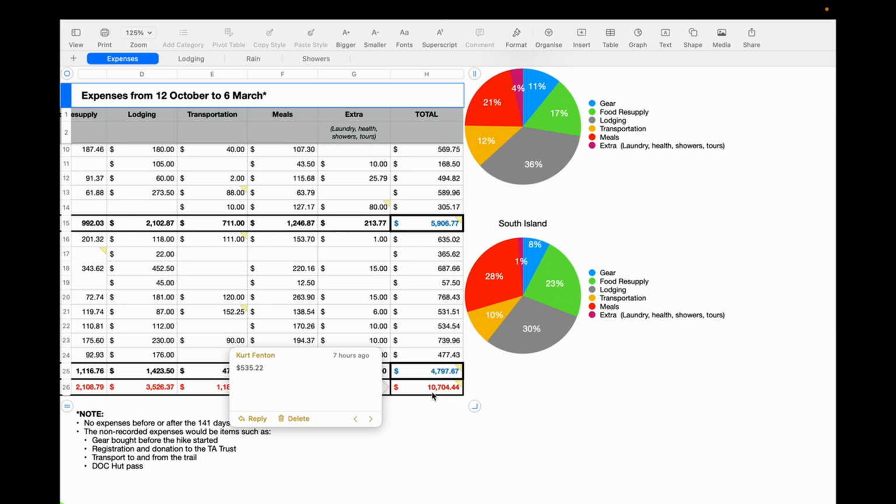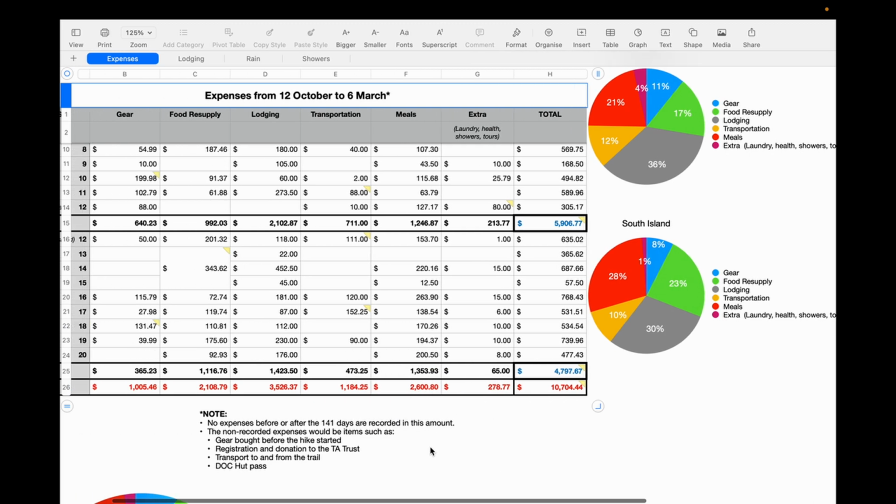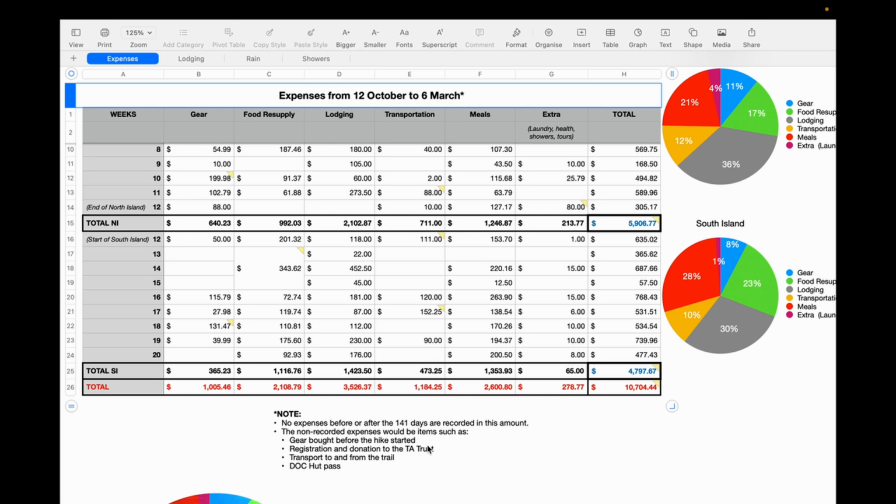It's an average of $535 a week. Let me highlight a few more things on the South Island, then I'll give you some thoughts about my expenditures. So this is a big expenditure. That's when I basically had to replace my water filter. So that was the biggest expense of that part there.